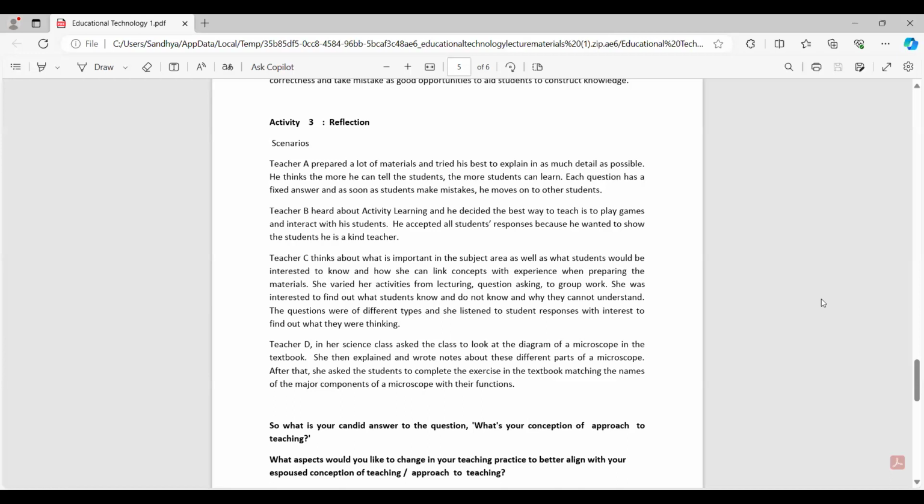What are the two methods? Lecture method, ma'am. Very good. Lecture method. The other one is the demonstration method. In the demonstration method also, students just see and observe, and the teacher demonstrates, the teacher shows. So the lecture method and the demonstration method are from the teacher-centered approach.